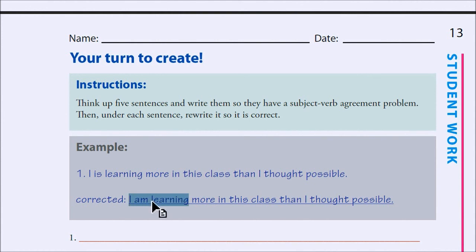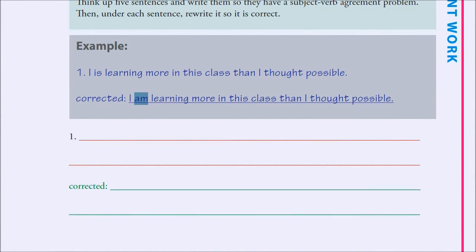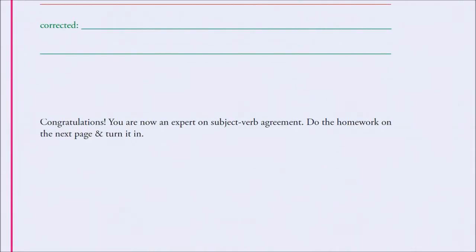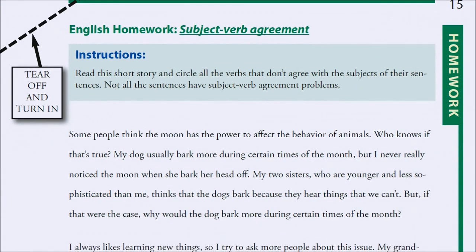"I am learning." Okay, because the subject of the sentence is I, and the verb that goes with I is am, not is. So you're going to write the sentence wrong in the red, and then you're going to write it correctly in the green. The whole point of this is it shows that you understand exactly how subject-verb agreement works. You do that for 5 sentences, and then all you have to do is just do this homework.